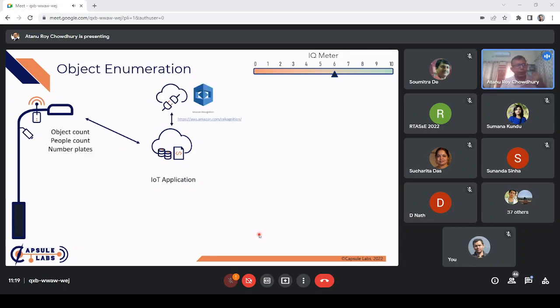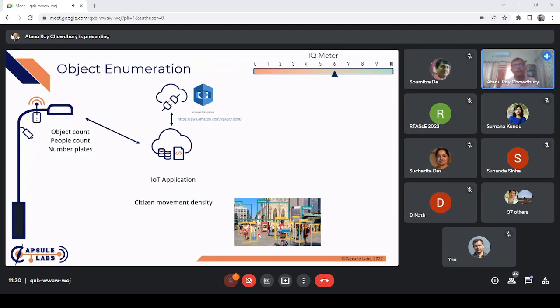I can count objects, I can count people, I can detect number plates, right? So I can now start looking at deploying several models on top of this street light and use it to look at citizen movement density. How many people are actually going underneath that street light? At what time of the day are they going underneath the street light? This allows me to create a utilization metric for the street light, because if nobody ever goes underneath that street light, I don't know if that street light is actually serving any purpose, right?